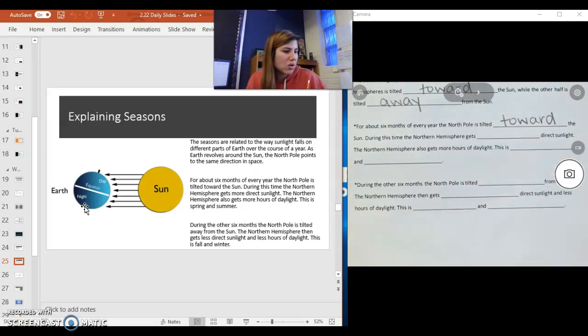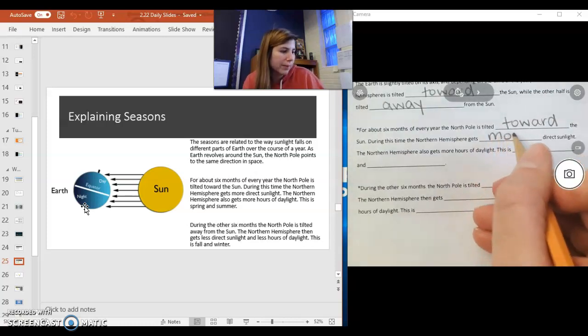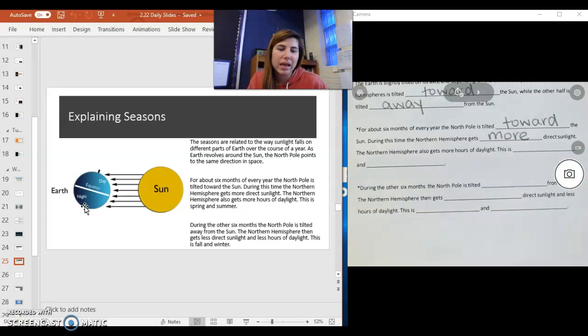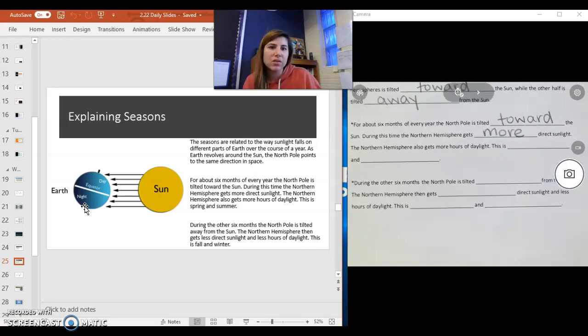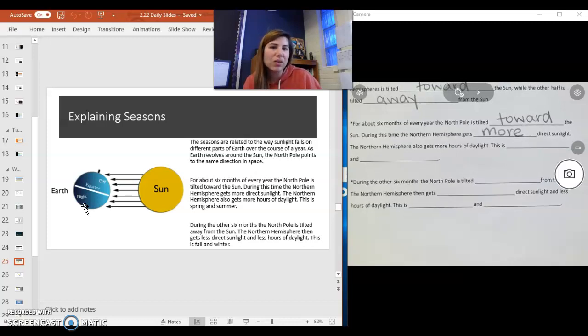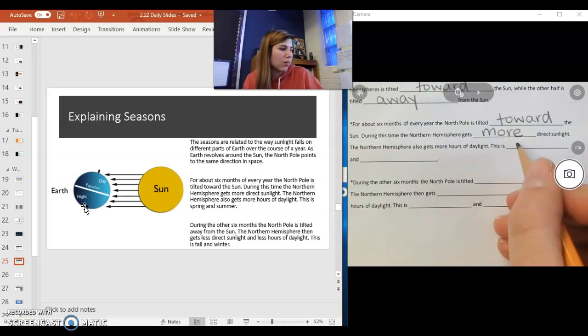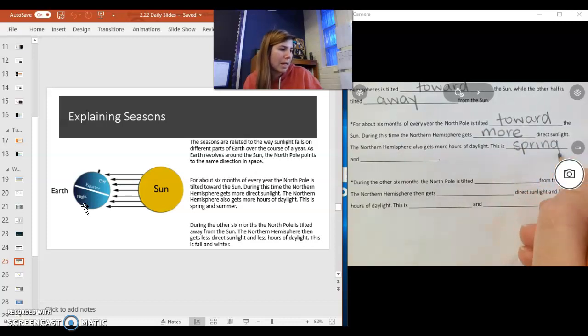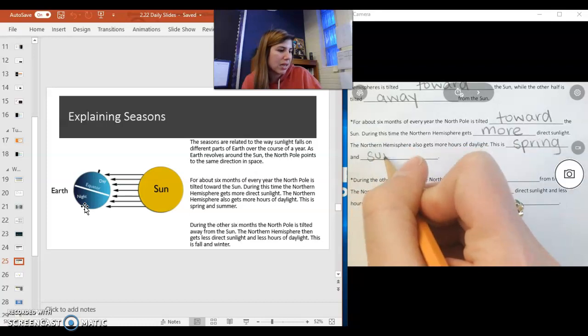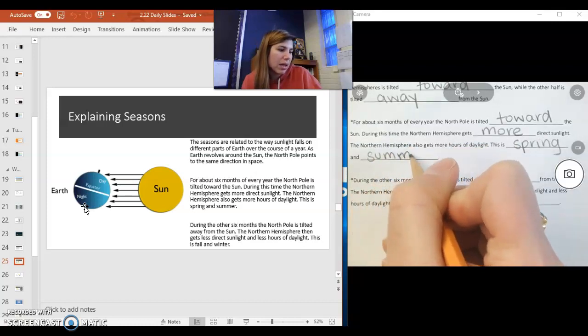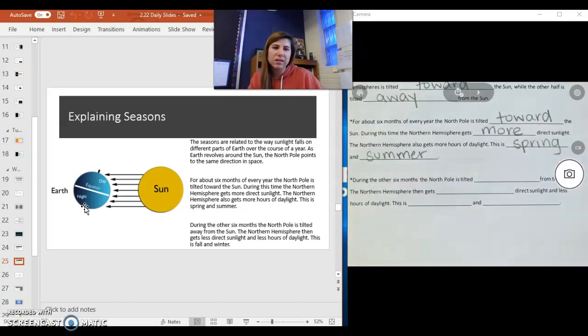During this time, the northern hemisphere gets more direct sunlight because it's tilted toward the sun. Because of this, the northern hemisphere also gets more hours of daylight, and so this is when we would experience seasons such as spring and summer. Remember, our days get longer in the spring, and they are the longest in the summer, so we're experiencing more hours of daylight and more direct sunlight.